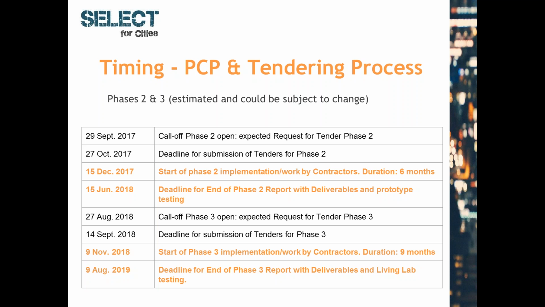Same mechanism again goes for phase 3, where we plan to perform the living lab testing somewhere between November 2018 and August 2019. But of course, all these timings, and especially the ones on phases 2 and 3, can still be subject to changes. If changes occur, then we will communicate them in a timely manner to all the tenderers.